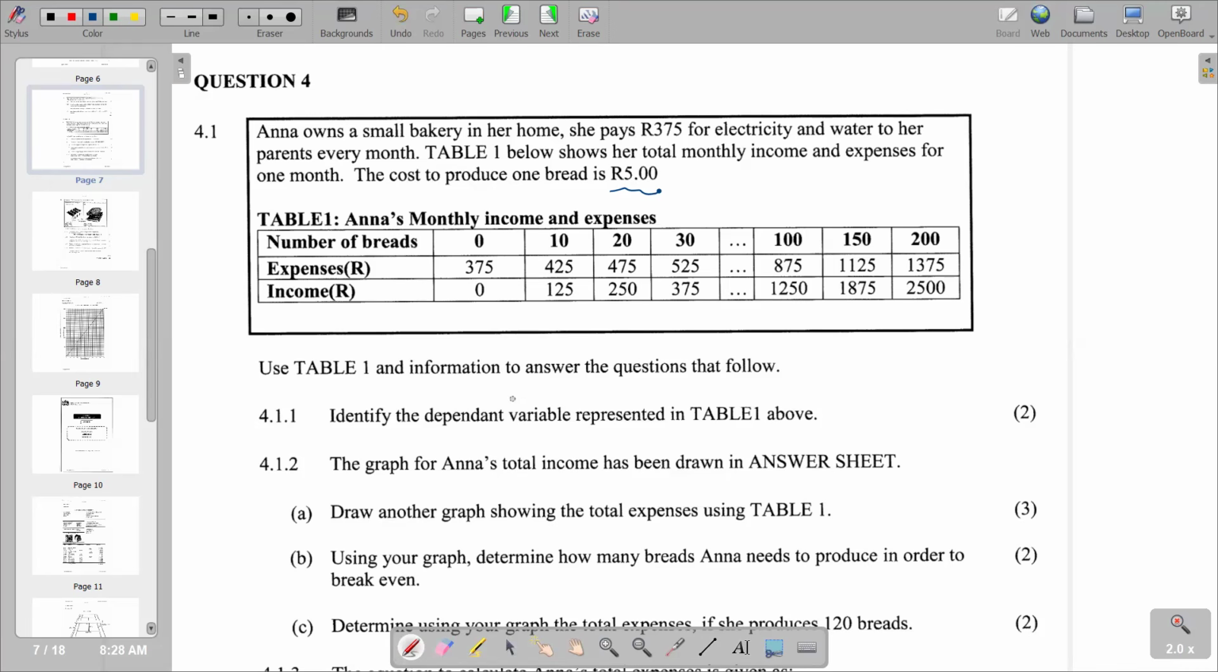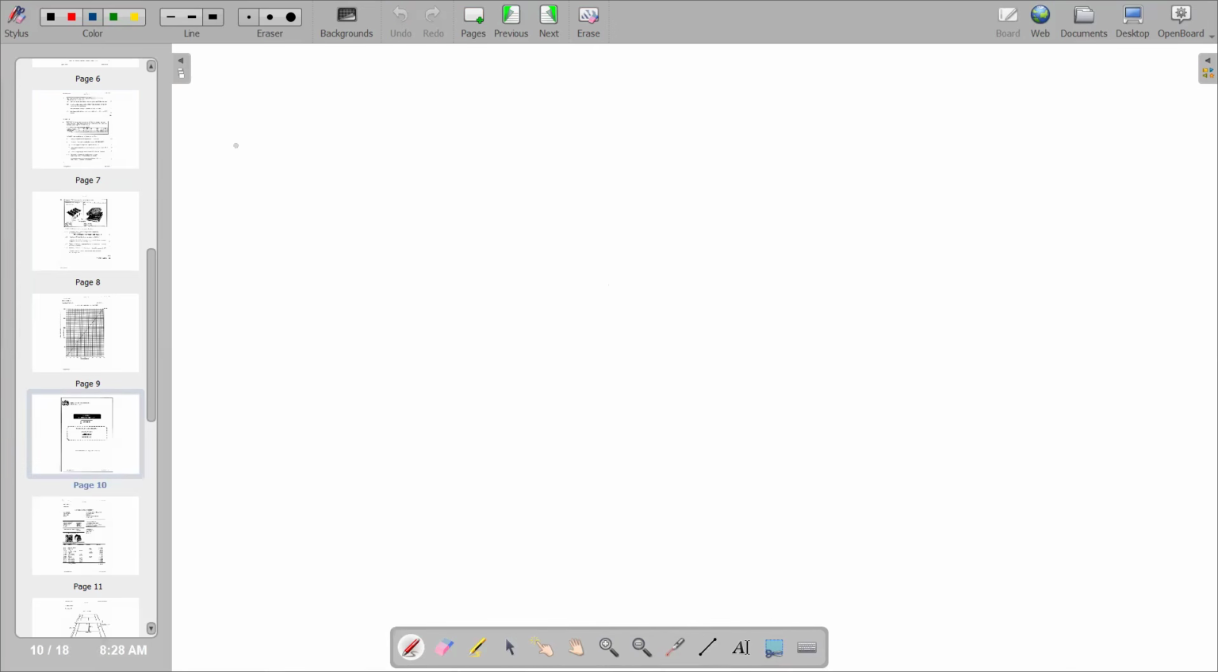And then beneath that, 4.1.1: identify the dependent variable represented in table 1 above. So obviously we have our expenses and the income depending on the number of breads. As we see, the expenses and the income increase as the number of breads increase. So basically the amount in rands, representing our expenses and income, becomes the dependent variable. So that's how we are going to present it, whereby we say 4.1.1, amount in rands.